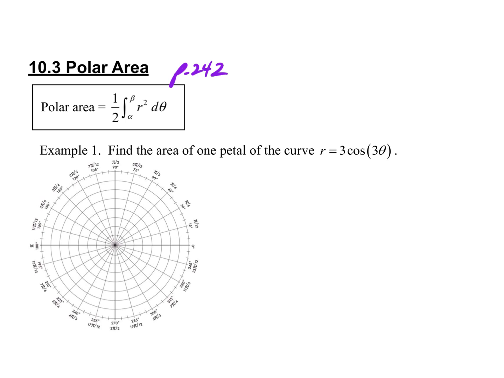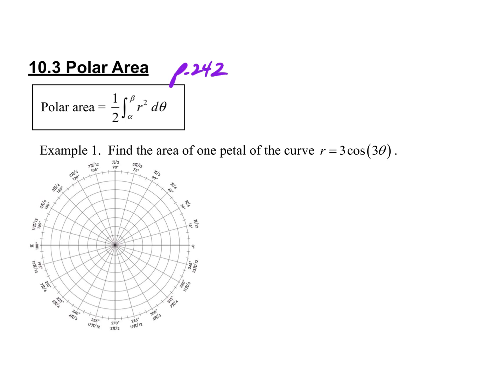And in fact, we're not even going to find the area of an entire petal. We're going to find the area of half of a petal, and then we're just going to multiply it by 2 because of the symmetry. Okay? And so we want to look for those easy points to find first.